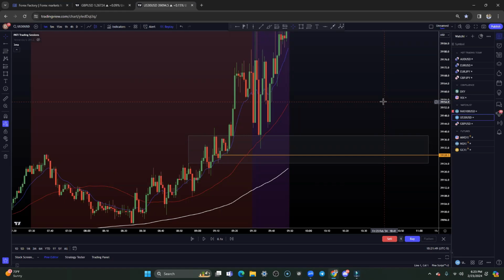I'm definitely risking half for sure. US 30 is way more volatile than NAS. So when I'm choosing my lot size, first I want to see what the average stop loss placement is for the 1 minute.